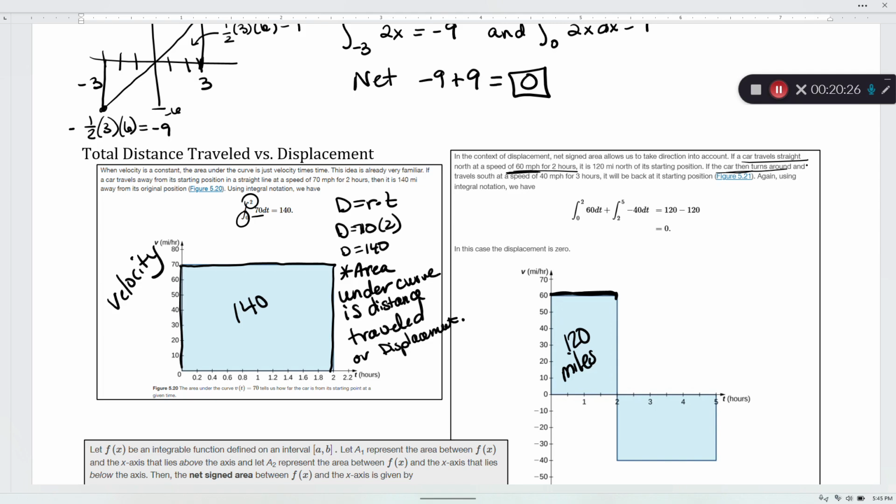Next, if the car then turns around and travels south 40 miles an hour, okay, velocity is speed with direction on it. So now we're at negative 40 miles an hour for 3 hours. So basically you went down or south 120 miles. Now, if you add these together, you get 0. That is displacement. Displacement is how far you are from your original position.